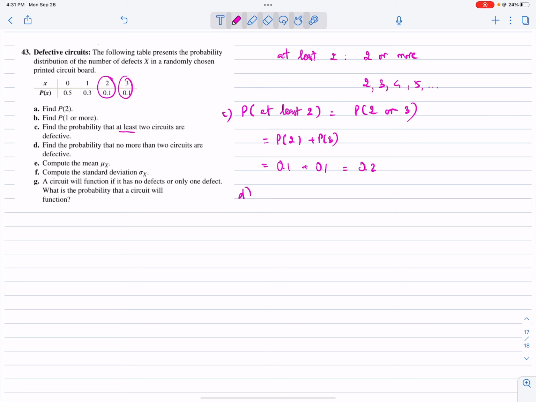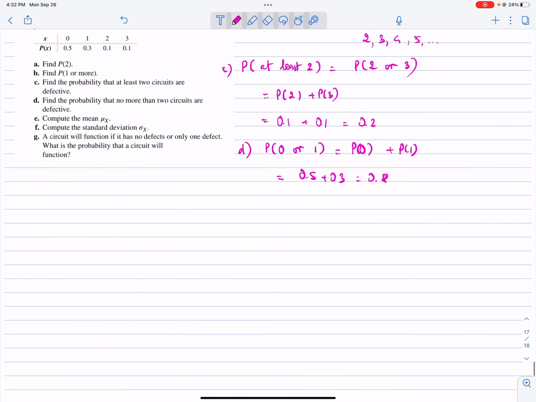Problem D, find the probability of no more than 2. So no more than 2 is the probability of 0 or 1, because not more than 2. So the probability of 0 plus the probability of 1. So 0.5 plus 0.3 is 0.8.